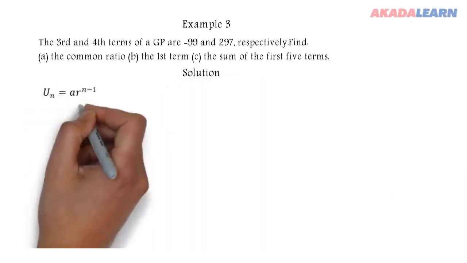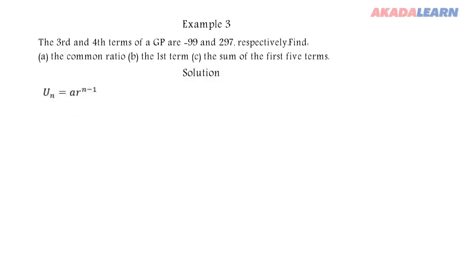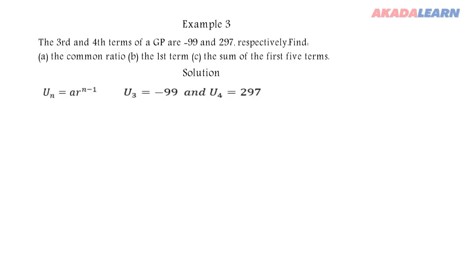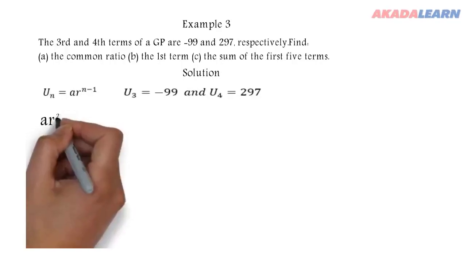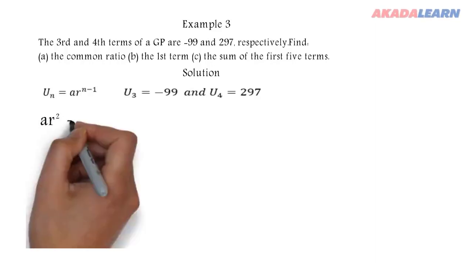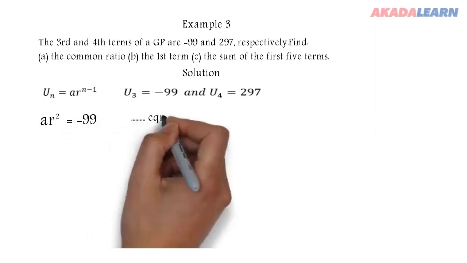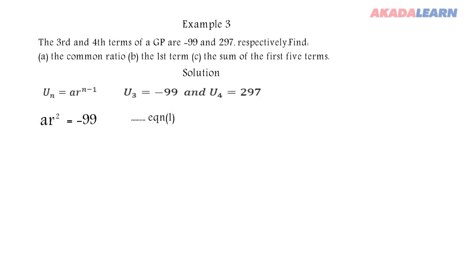So we have our formula for calculating the nth term of a GP right there. Our U3, which is the third term, is -99. Our fourth term is 297. So U3 is the same thing as ar^2, which is given to us as -99. Let's call that equation 1. Our fourth term is ar^3, which is given as 297.